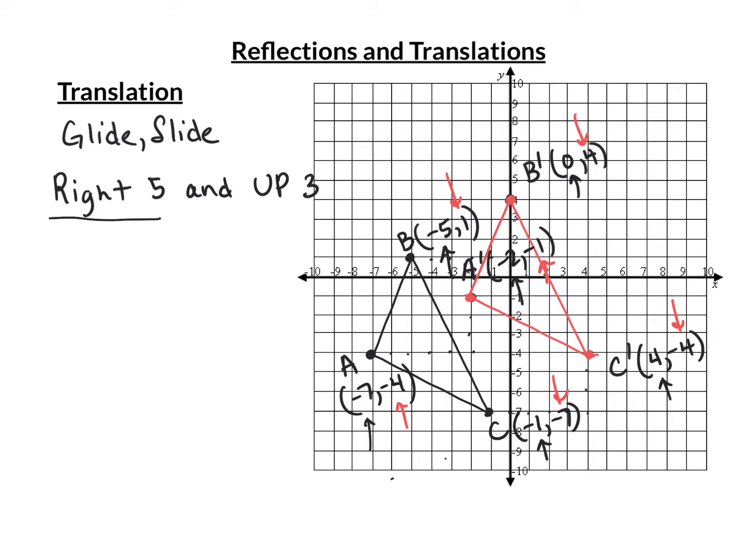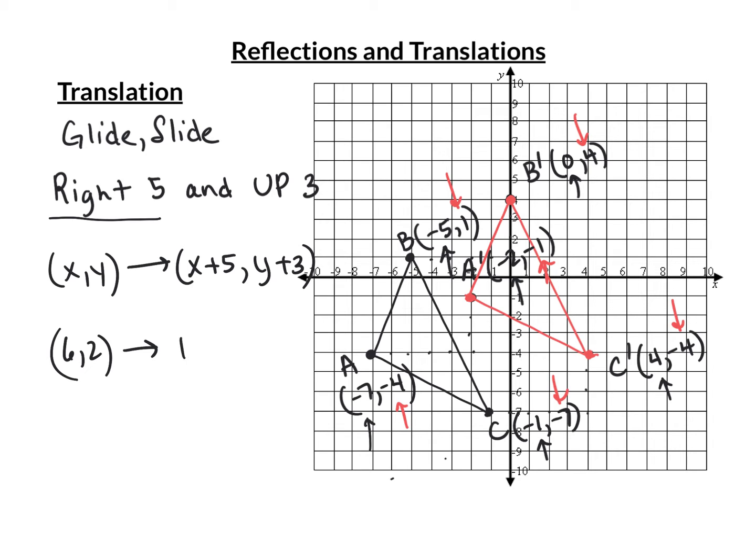We could write this as (x, y) becomes (x + 5, y + 3), going right increases x by 5, and going up 3 increases y by 3. If I were to give you a point, say (6, 2), and you applied this transformation, you would add 5 to x, it'd become 11, and you would add 3 to y, and it'd become 5. This would make the point (6, 2) move right 5 and up 3.